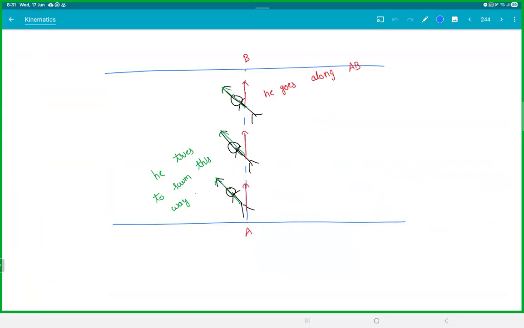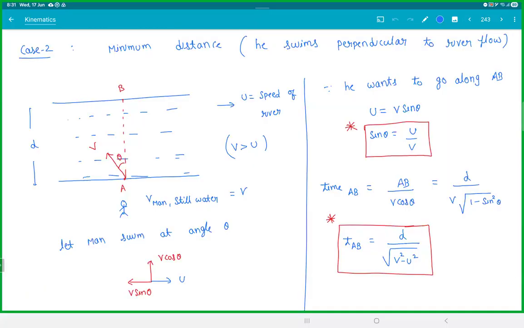The last thing that we did, we were doing minimum distance. Great. Let's go ahead with this.